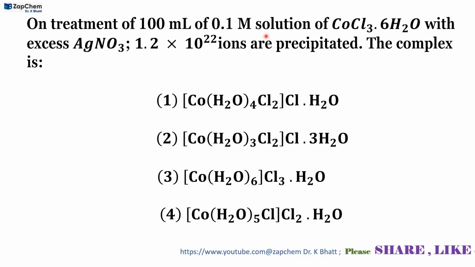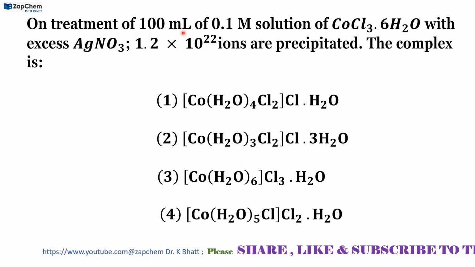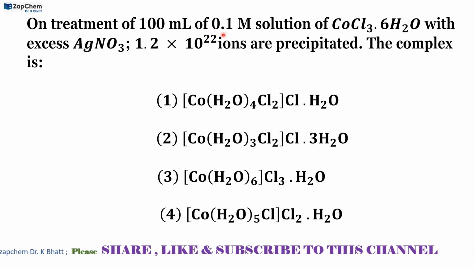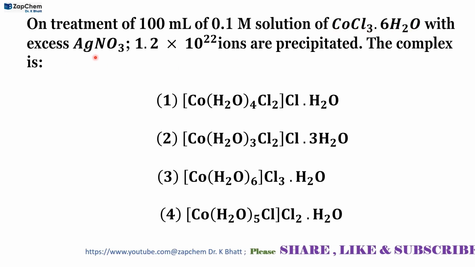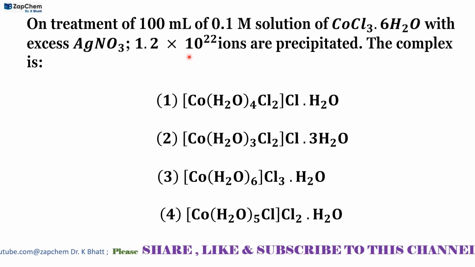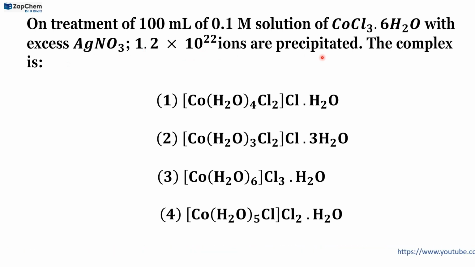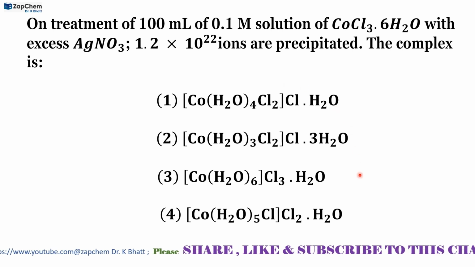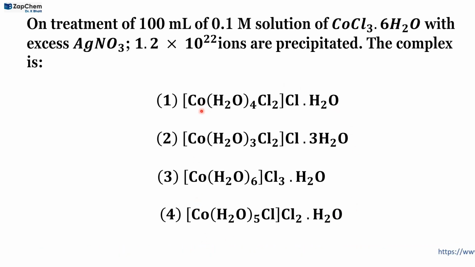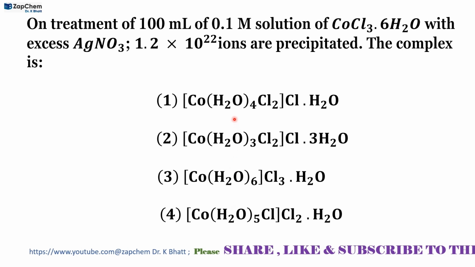The question is that on treatment of 100 milliliter of 0.1 molar solution of CoCl3.6H2O with excess silver nitrate, 1.2 into 10 to the power 22 ions are precipitated. The complex is, and four options are given, and in each option, if you look carefully, you will find that cobalt is the central atom, and the complex has two distinct parts.